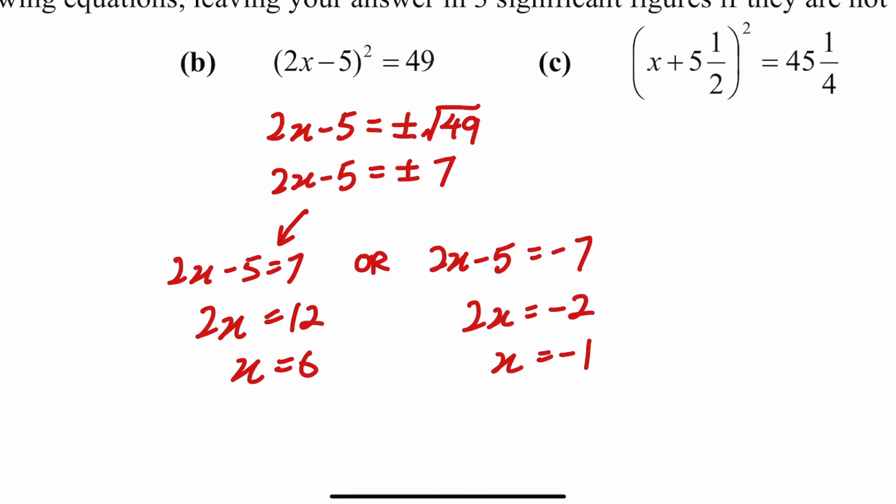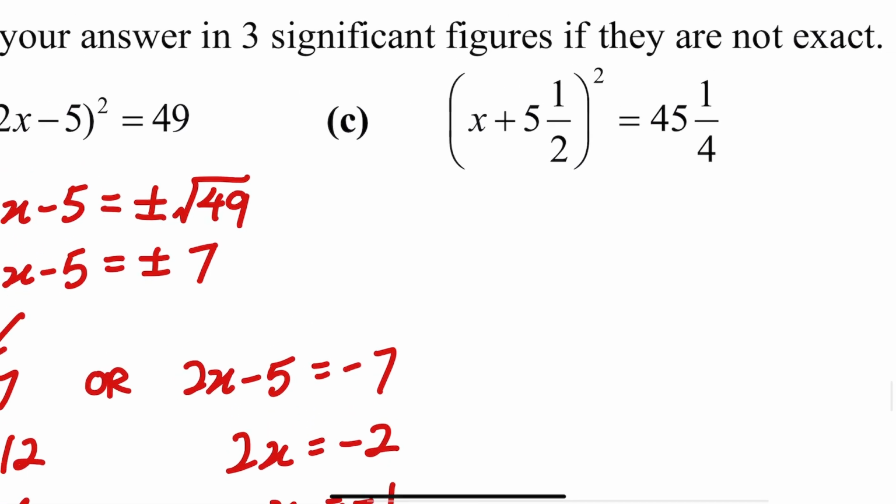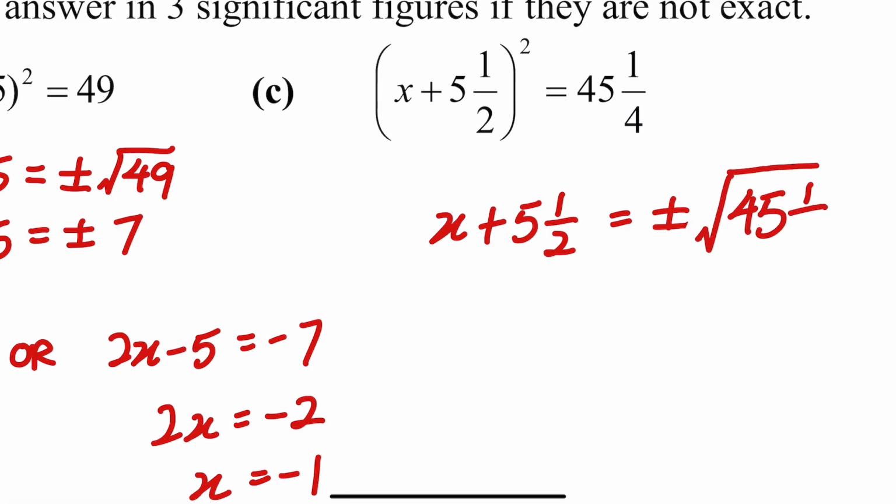Okay, you can now try part C by yourself. Part C is not a nice number, so you need to use our calculator. Okay, over here, let's look at part C now. Okay, the steps are the same. I have a square over here. Step 1, to get rid of the square, simply x plus 5.5 is equal to plus minus square root of 45 and 1 over 4.